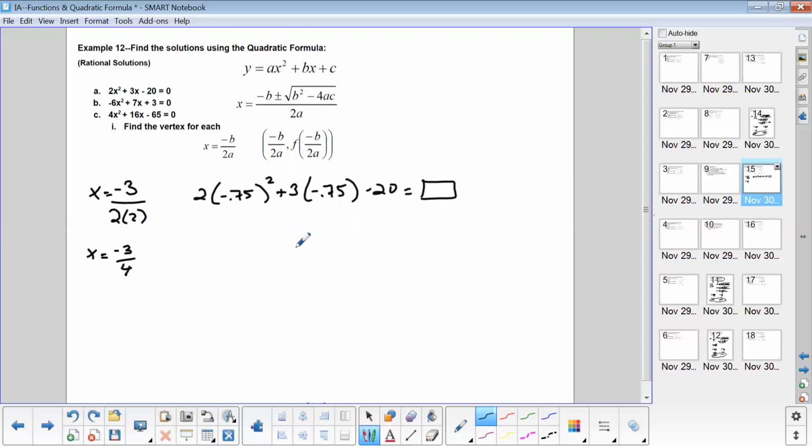So I'm going to have 2 times negative 75 hundredths squared plus 3 times negative 75 hundredths minus 20, and I'm going to get negative 21 and 125 thousandths. So what does that mean? Well, that x was negative 3 fourths. I just changed it to a decimal, which was negative 75 hundredths. That is your axis of symmetry.